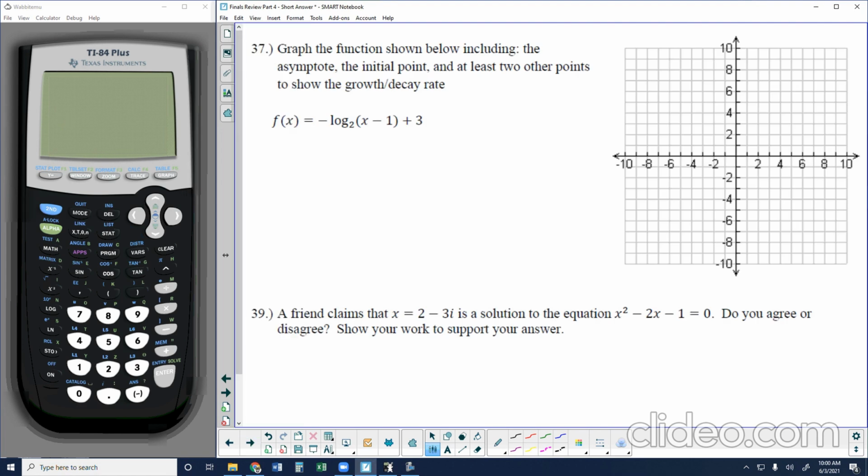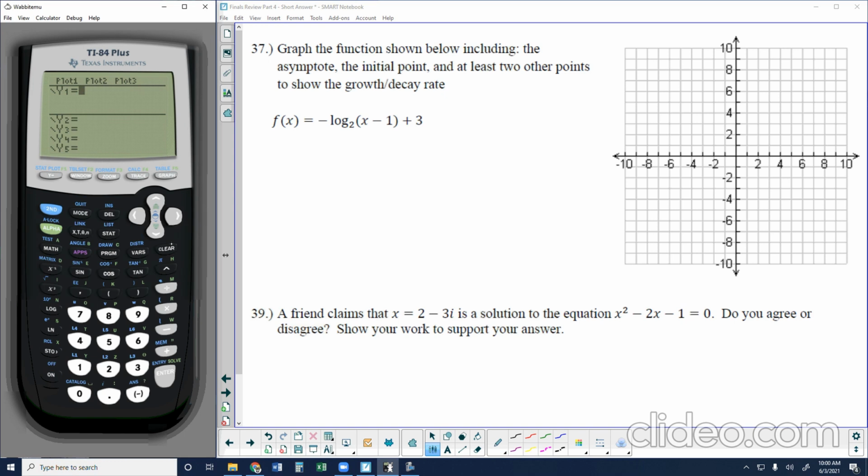In problem 37, it says, graph the function shown below, including the asymptote, the initial point, and at least two other points to show the growth or decay rate of the graph. So we have f of x equals the negative log base 2 of x minus 1, plus 3. This function can be put into our graphing calculator, which we will get to shortly. But before we do, I want to talk about some transformations and how they affect the graph.